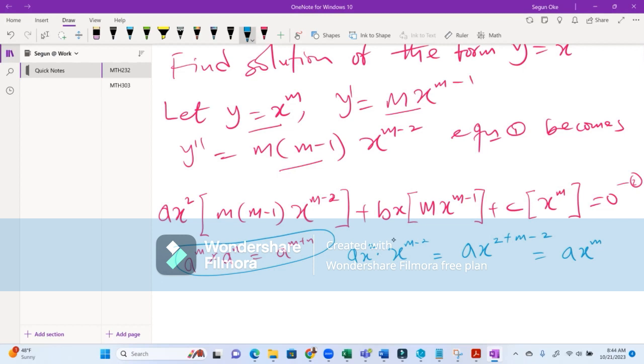That's what I did. Then the same thing applies to bx, because I will just write the solution down so that you won't ask where he is getting it. Remember that x times x raised to power m minus 1 will be x raised to power 1 plus m minus 1. So you have this one to be bx raised to power m. Take note of those 2 points that I raised. Now, let's move on.